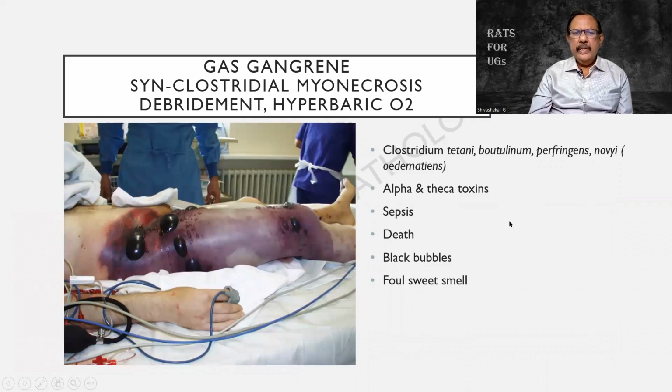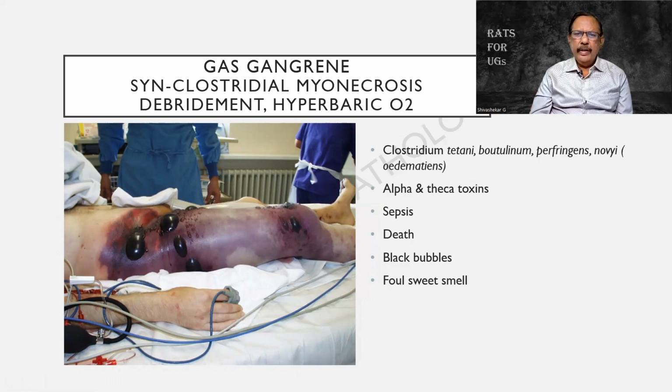This is yet another type, the gas gangrene. The gas gangrene is more or less like a dry or a wet gangrene, but then there is a production of gas by the bacteria. So in this, the Clostridium tetani, botulinum, perfringens, or novyi, edematiens are there. Look at this patient. There is a markedly edematous thigh and it is spreading. There is no demarcation over here. If they do not take the necessary steps, it will keep spreading along the fascia.